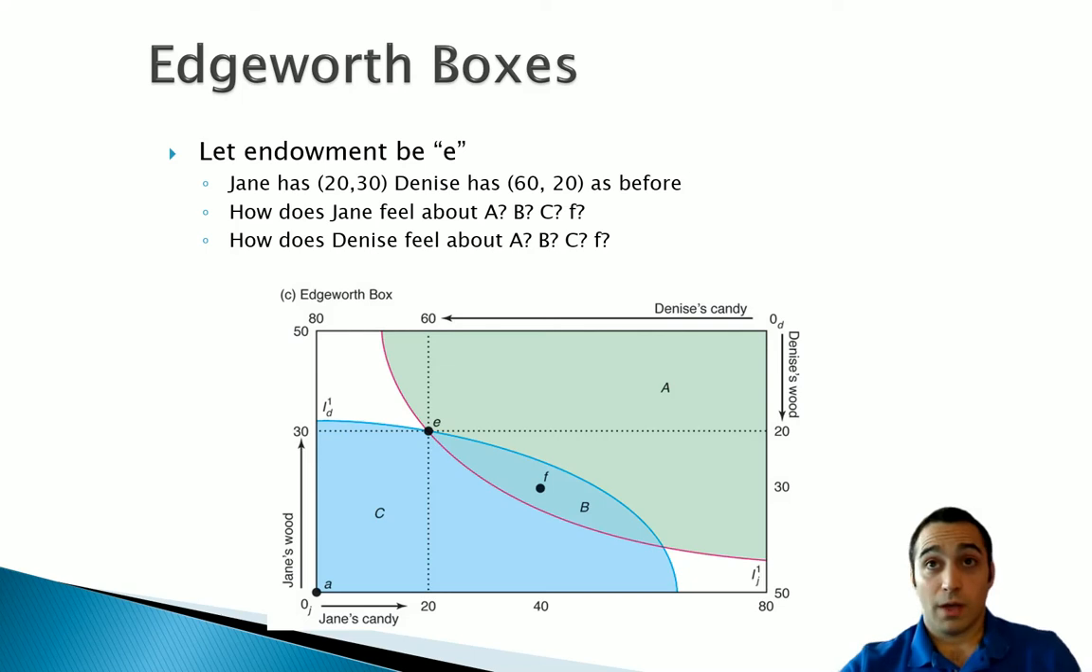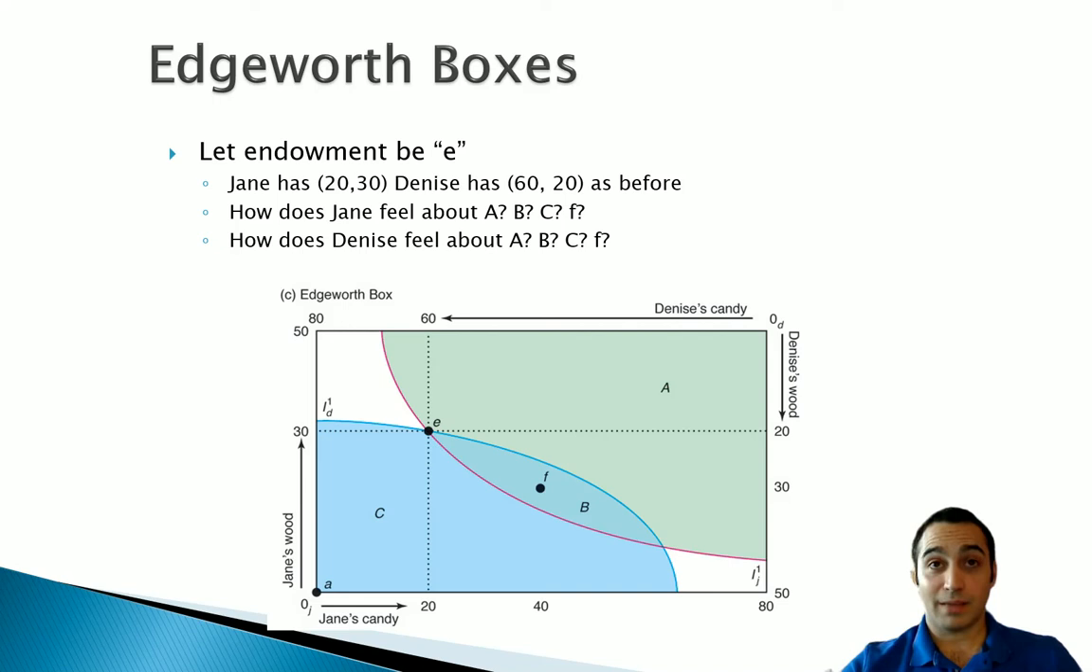So you will note everything in this green region is above the pink line, therefore must be better for Jane than point E was. Conversely, since Denise's indifference curves are going to be parallel and increasing as we move to the south and west, it must be that these points here are worse for Denise than E, right? They are above her indifference curve, and her indifference curves are increasing to the down and left. So in region A, we have made Jane better off, but Denise worse off.